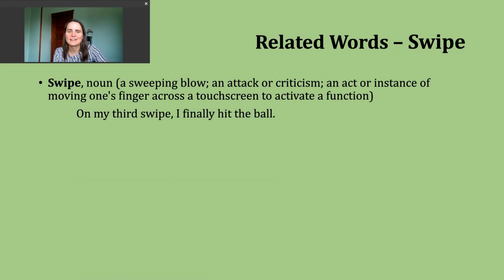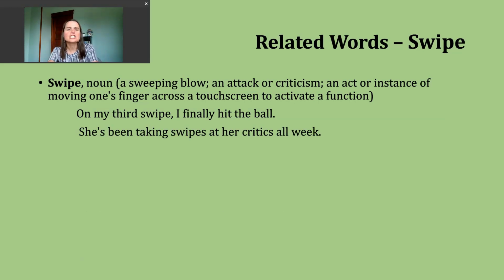This would be true of me and the sport of golf. I'm not very good at it, so I might need to take those swings a few times before I finally connect. Now, a second way the noun swipe gets used is to refer to a verbal attack or some type of criticism. An example of this might be, she's been taking swipes at her critics all week. Right? So someone criticized her. Now this person is attacking or criticizing back.